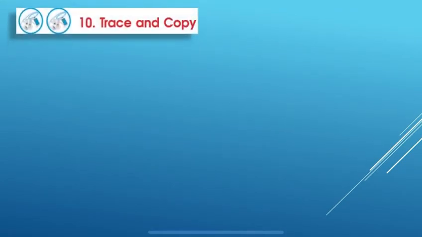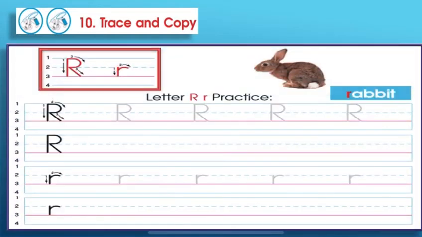Okay, my friends, trace and copy. Now open your book with me, my friend. Now we have capital R and small r. We need to trace letter R and then copy it. First, here we have capital R. We have to write it on three lines. Yes, well done. 1, 2, 3. Okay, we have to trace the letter first 4 times. Then we have to copy it under it. This is capital R. Now with the small r.